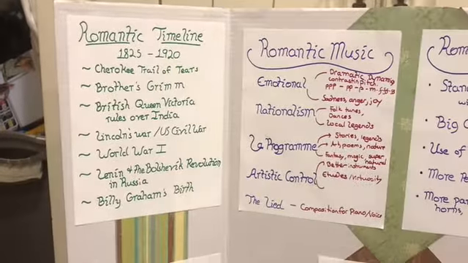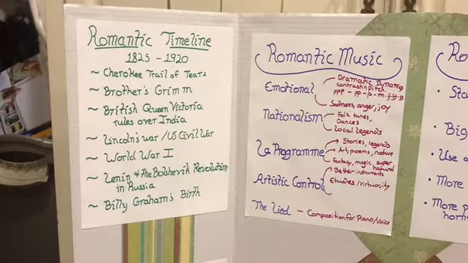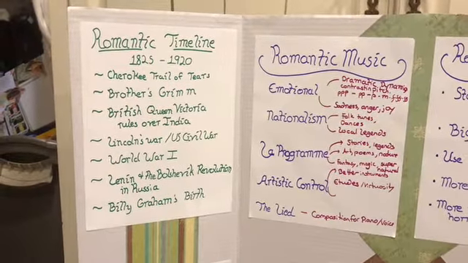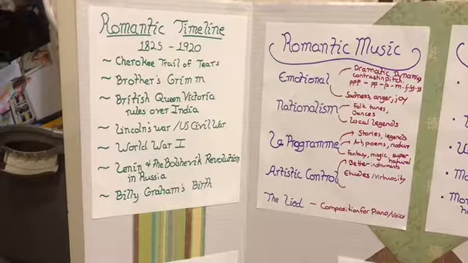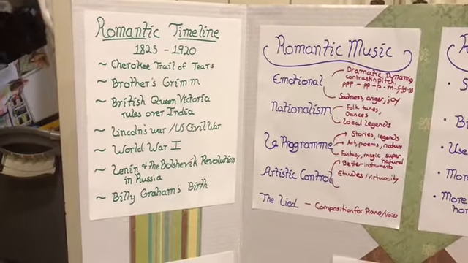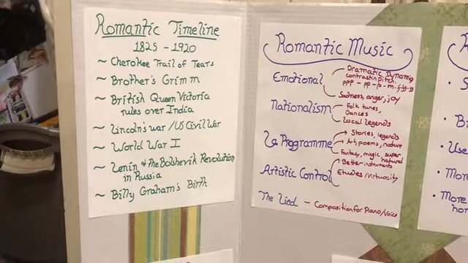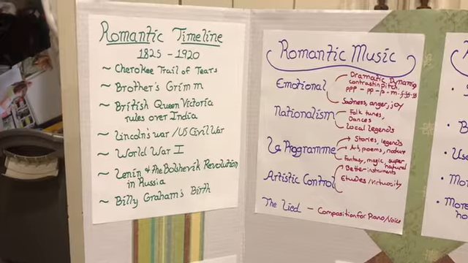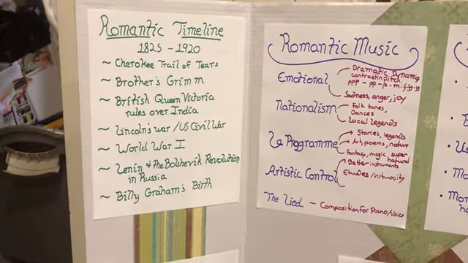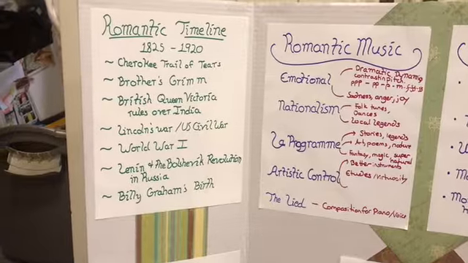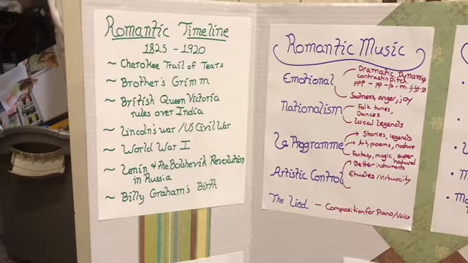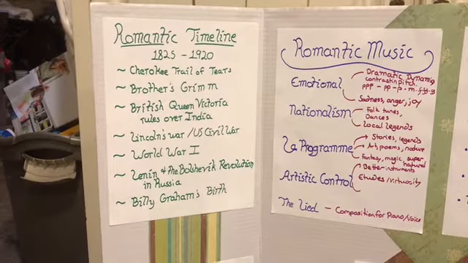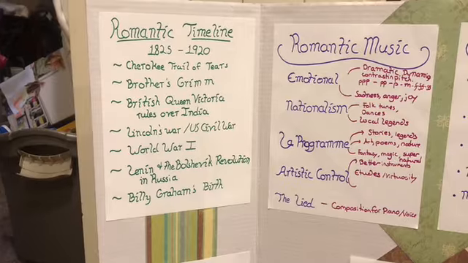Here's just a little note on the timeline of some things that would happen that may have added to the feeling of romantic music. For example, the Cherokee Trail of Tears, and then there's the rule over India, the U.S. Civil War, World War I, Lenin and the Bolshevik Revolution. Those are all difficult times, and they might lead to different feelings of nationalism or emotions. Additionally, the Brothers Grimm were kind of coming out at this time, many poets, many artists, and that led to some of the fantastical feelings of the era.